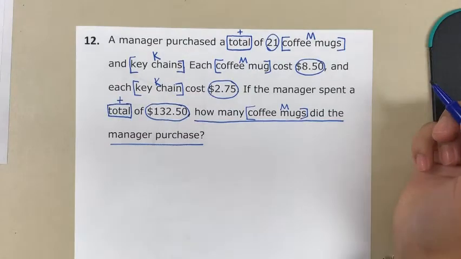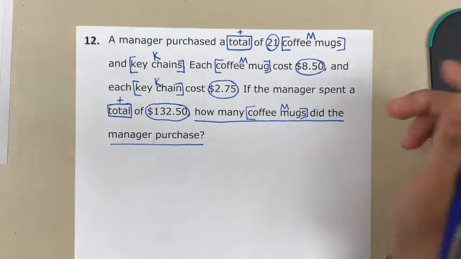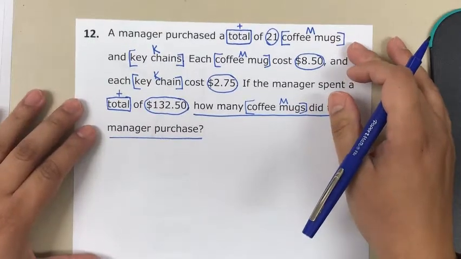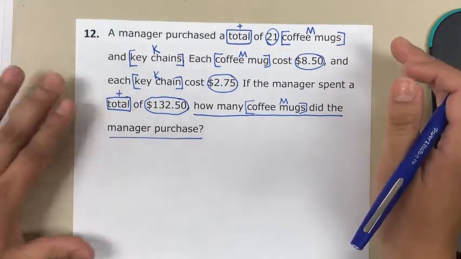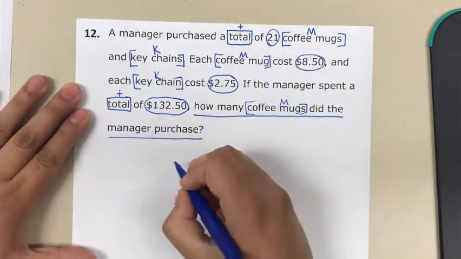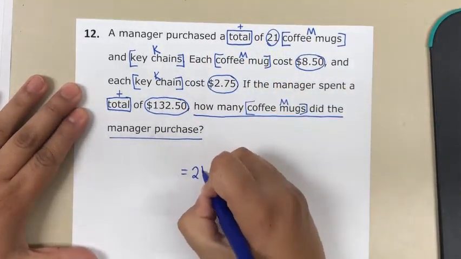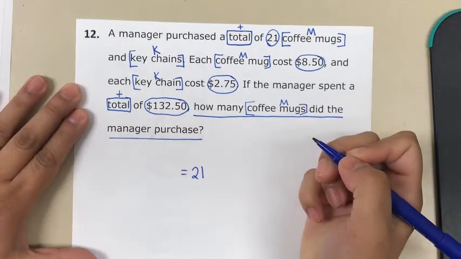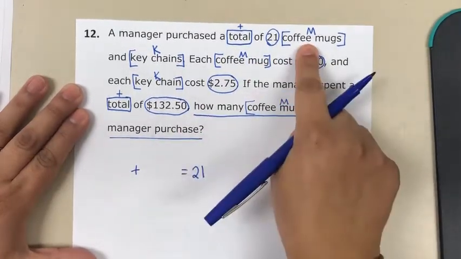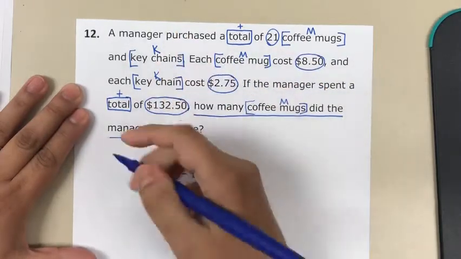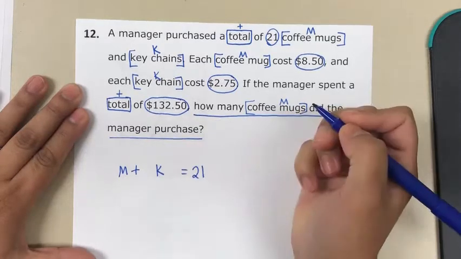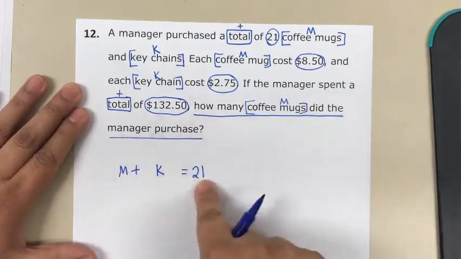Okay, third time through, I'm going to start writing my system of equations. Okay, so purchased a total of 21. So whatever happens, we have a total of 21 items. Okay, total means I'm adding, well, the two items I'm adding together are my coffee mugs and my keychains. Okay, so there's my first equation.